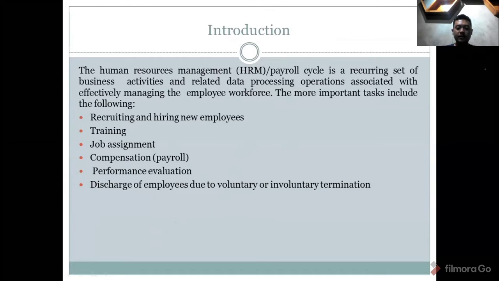The human resource management or payroll cycle is a recurring set of business activities and related data processing operations associated with effectively managing the employee workforce. The more important tasks include the following. First, recruiting and hiring new employees. Second, training, job assignment, compensation, performance evaluation, and discharge of employees due to voluntary or involuntary termination.